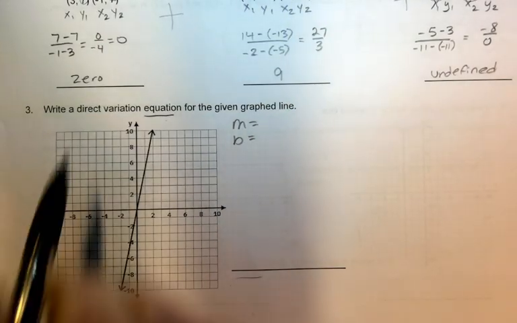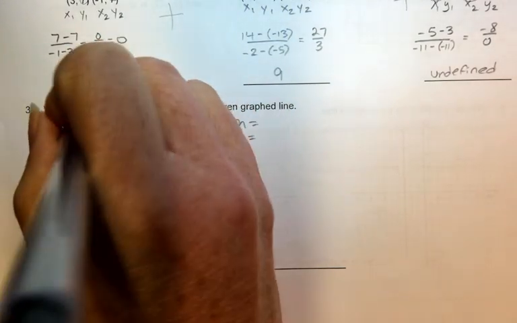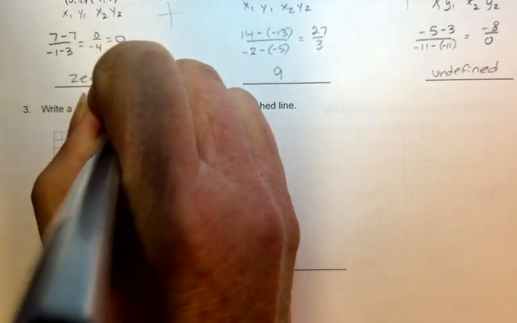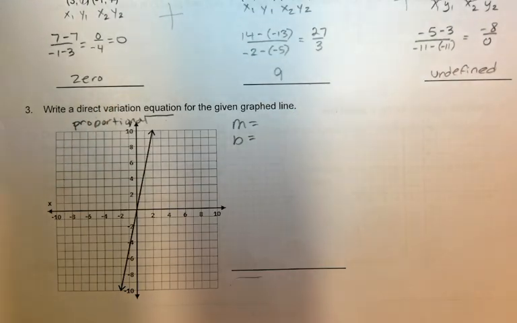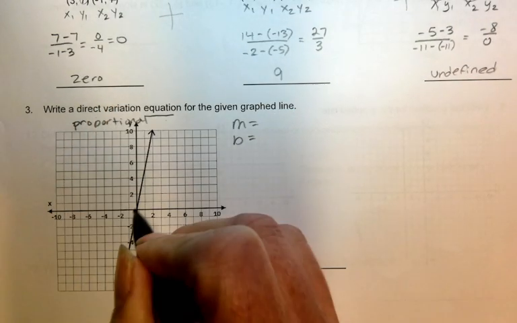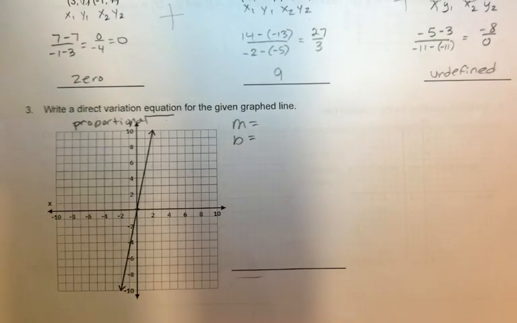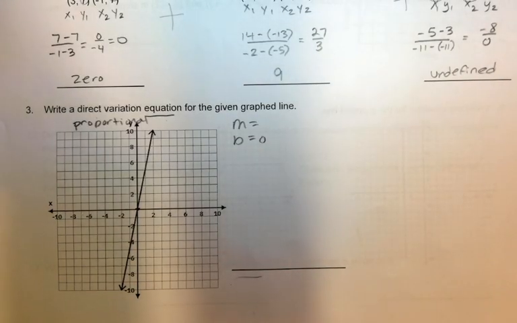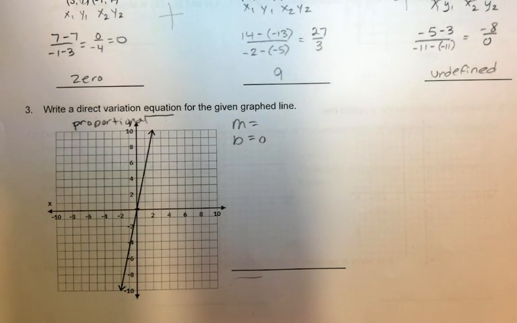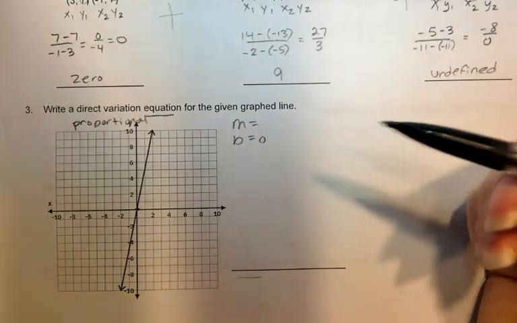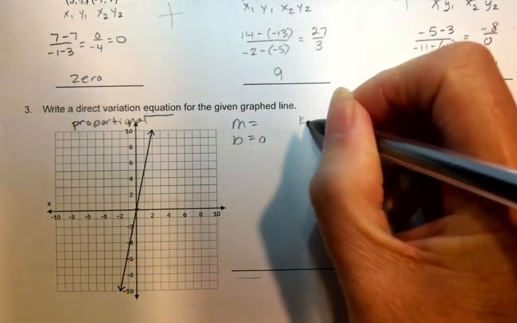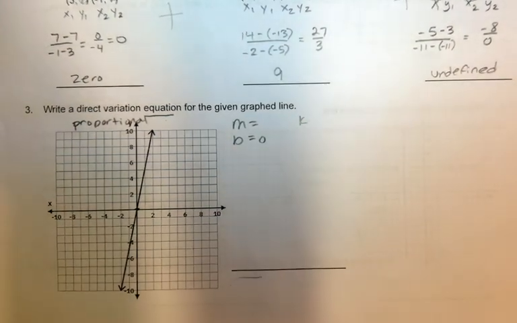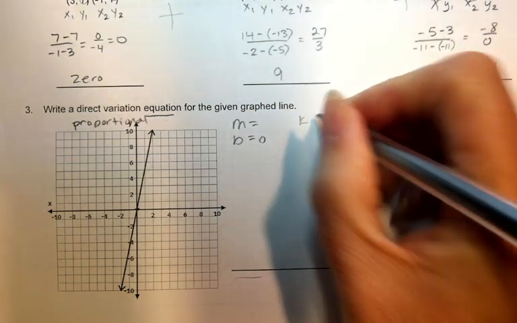Well, if it's direct variation, you might remember that means it's proportional. And if it's a proportional graph, that means it has to go through the origin. And as you can see, it does go through the origin because your y-intercept is always going to be 0 on a direct variation proportional relationship. So really you're just finding slope, or they also call it k for your constant of variation.